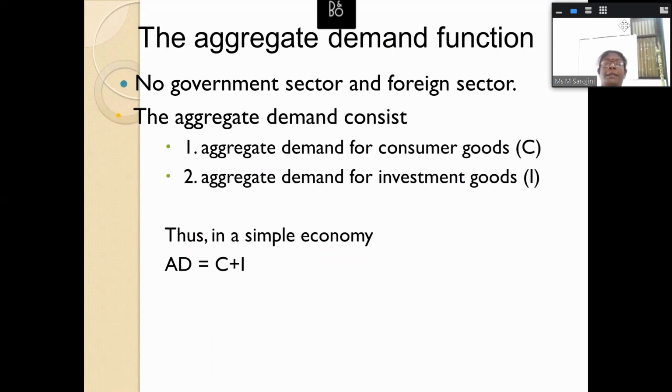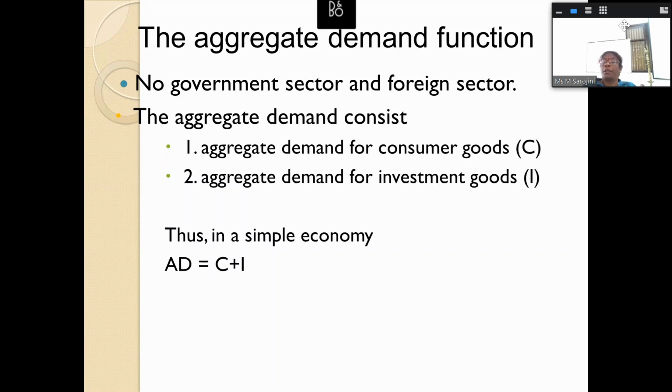And the second one is the aggregate demand function. Here we assume a two-sector model. The two-sector model indicates there is no government intervention as well as no foreign sector involvement. Normally the aggregate demand consists of the two-sector model, that means excluding the government sector as well as the foreign sector.